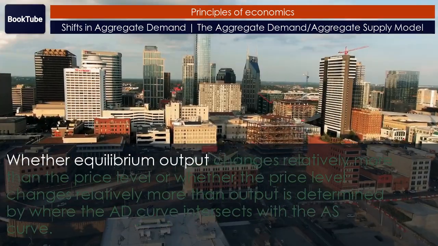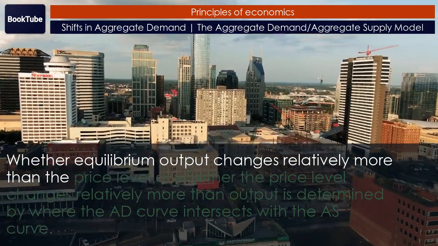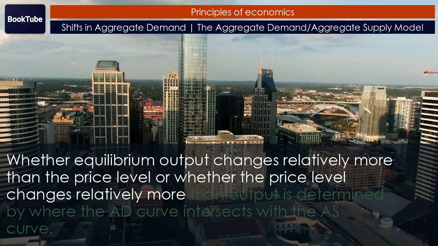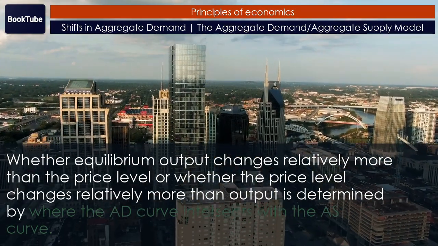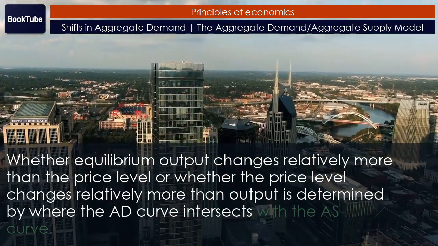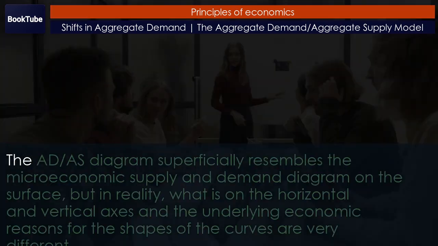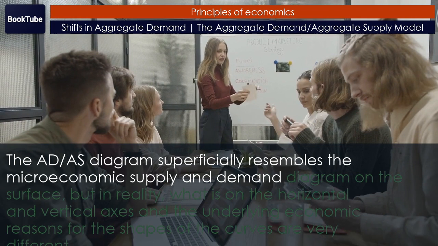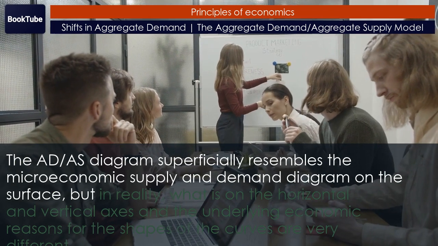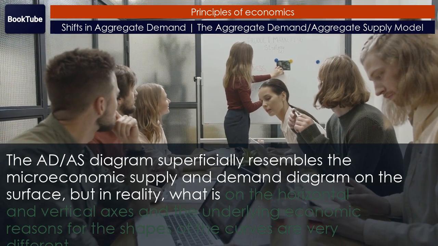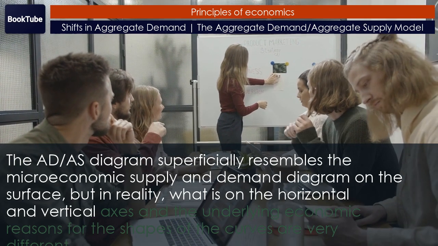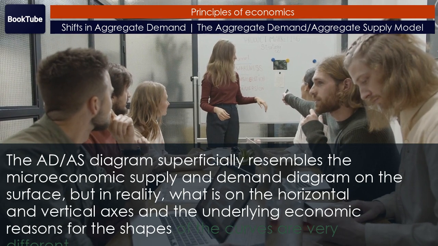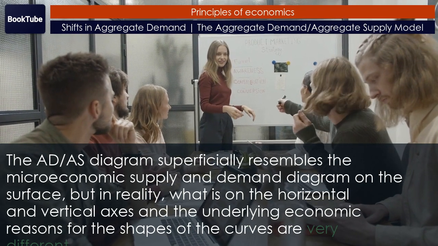Whether equilibrium output changes relatively more than the price level, or whether the price level changes relatively more than output, is determined by where the AD curve intersects with the AS curve. The AD/AS diagram superficially resembles the microeconomic supply and demand diagram on the surface. But in reality, what is on the horizontal and vertical axes and the underlying economic reasons for the shapes of the curves are very different.